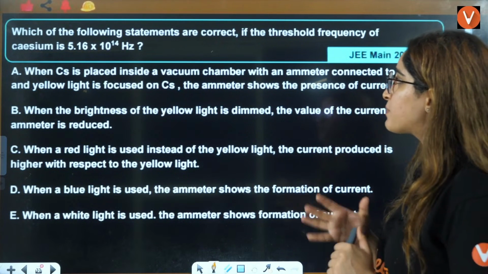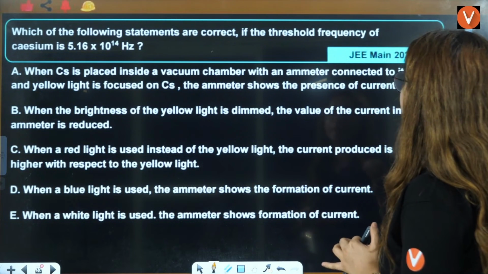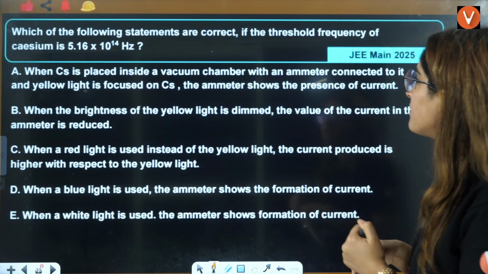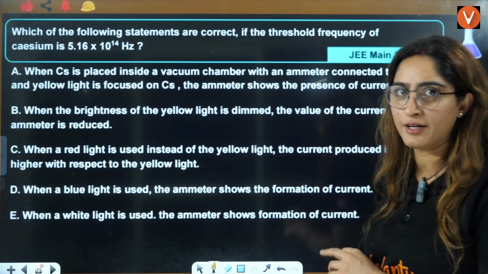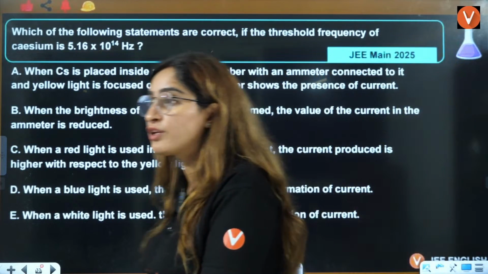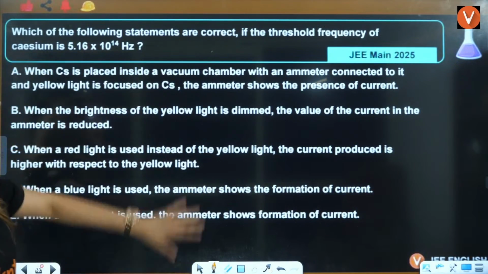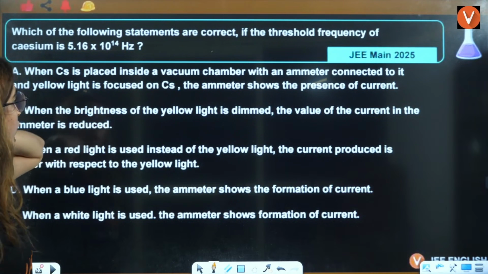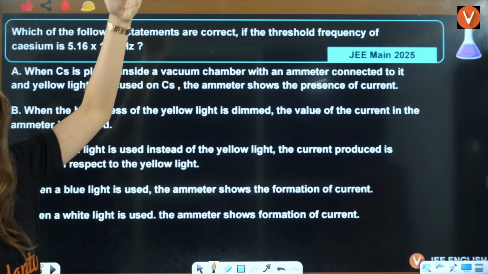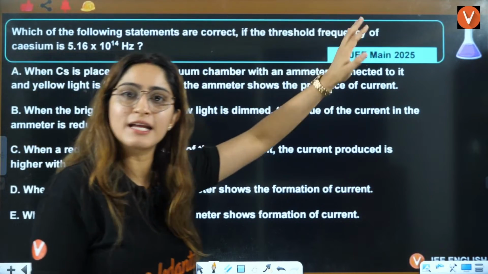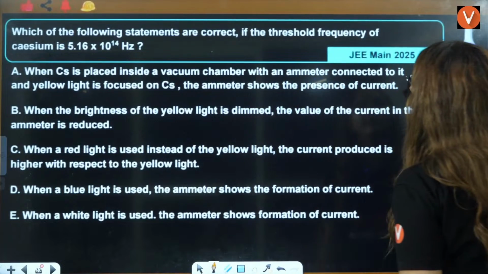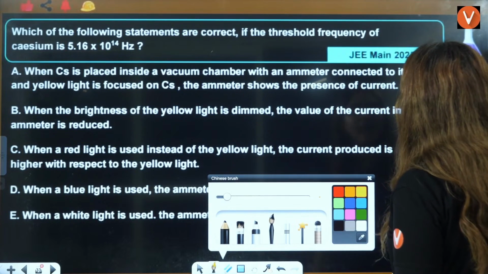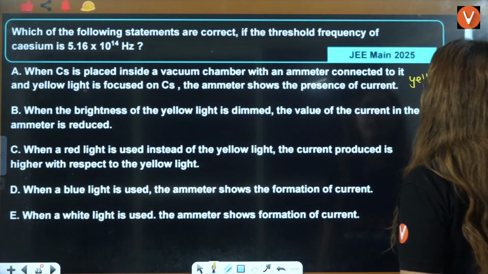When cesium is placed inside a vacuum chamber, the ammeter connected to it, and yellow light is focused on cesium, the ammeter shows the presence of current. So here you need to know about the facts also. Cesium's work function is low enough so that yellow light can actually give out electrons and current can be produced. So with yellow light, cesium can emit electrons. Yes.